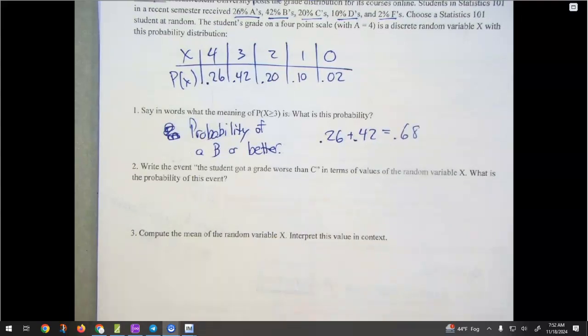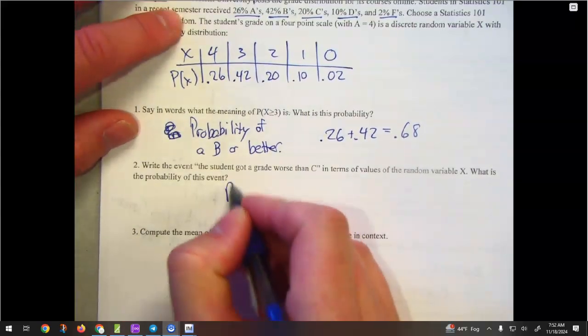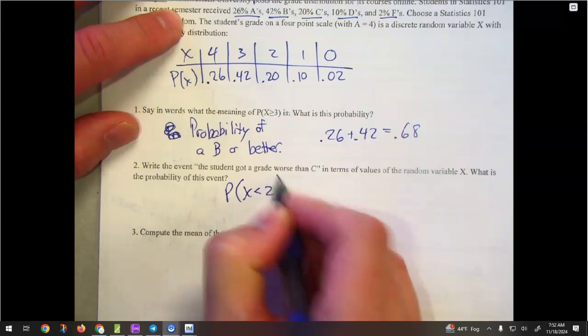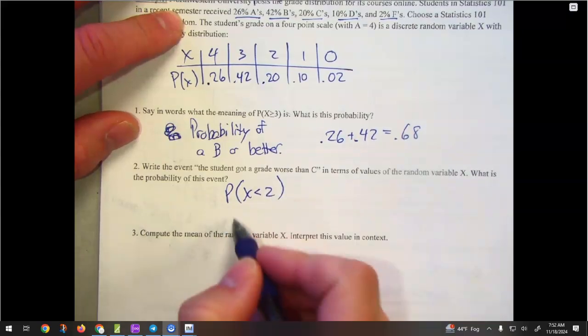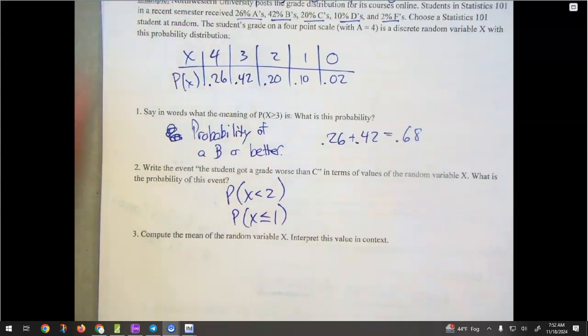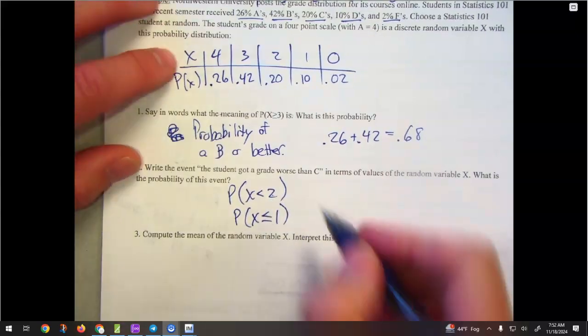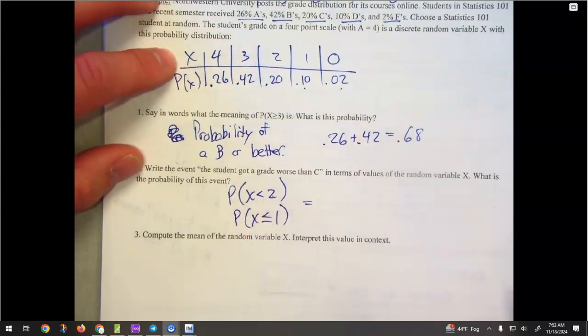Got a grade worse than C, so that's worse than a 2. So I would want the probability x is less than 2. Or you could do the probability x is less than or equal to 1. But you want it worse than a C. So this is say worse than a C, this is say equal or less. That would just be 0.1 plus 0.12.